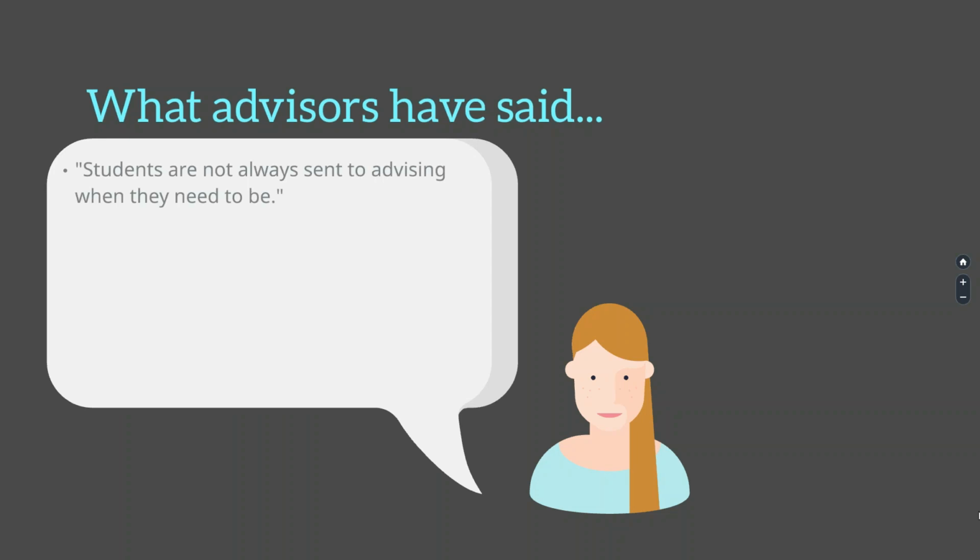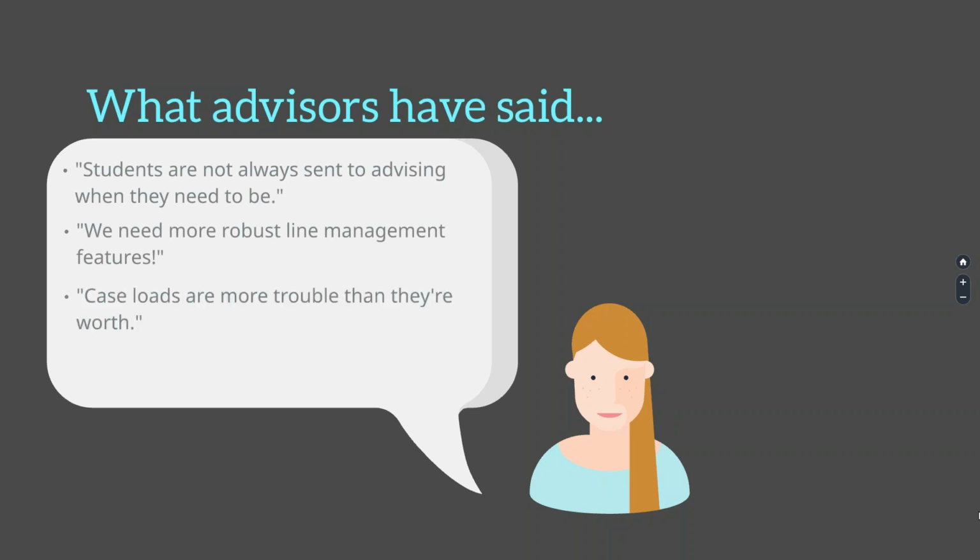They're being sent somewhere else when they should be sent to advising, or they're being sent to advising when they really needed to be somewhere else. And this can apply, again, to many areas. We need more robust line management features. The lines are growing and growing, and the options and resources that the staff have at their disposal are not enough, or don't seem like they're enough, to really manage that wait line.